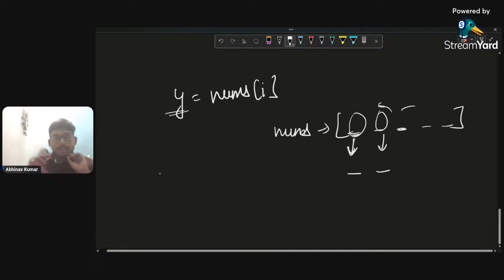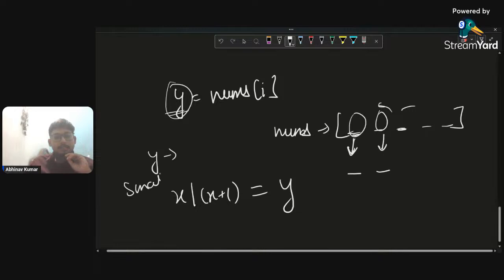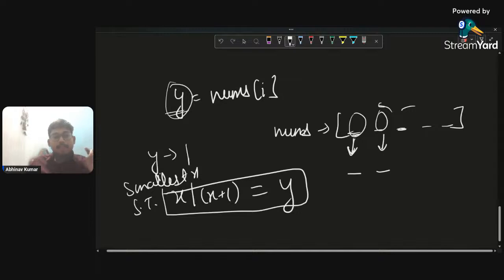That's the first thing. So if we have a nums[i], I'm denoting it by y. For this y, we need to compute our answer, basically the smallest x such that x OR (x + 1) is equal to y. The smallest x such that this is equal to y, and we know that this y is a prime number. That's also given in the question. We were ignoring this, but now we know this is a prime number.